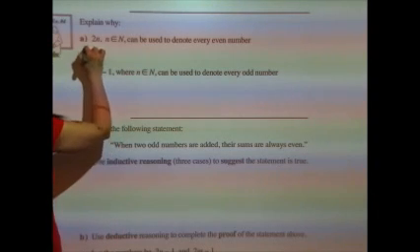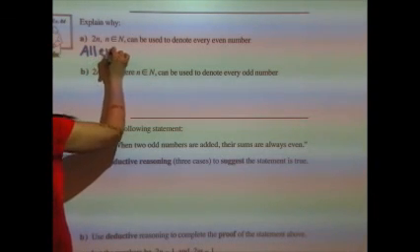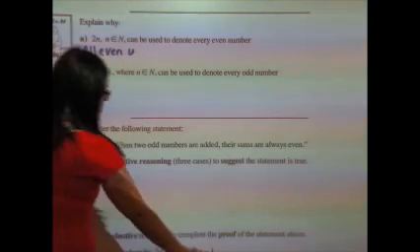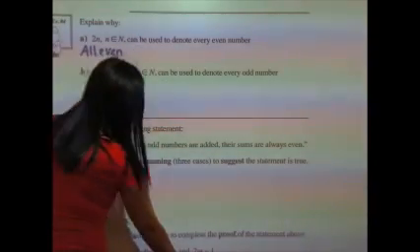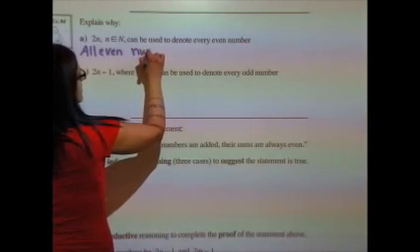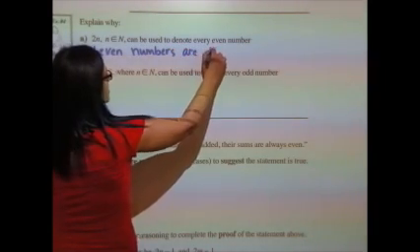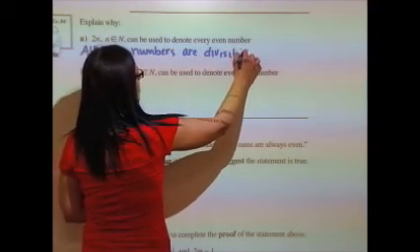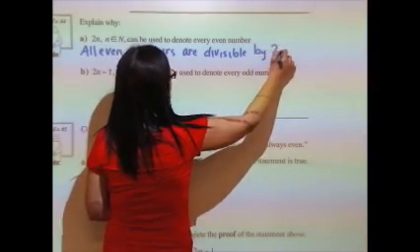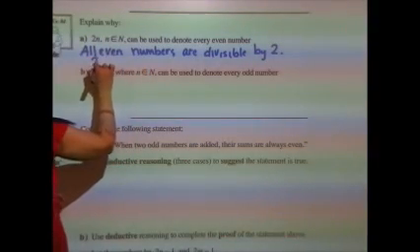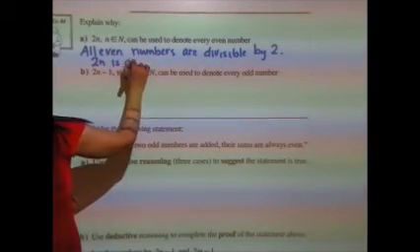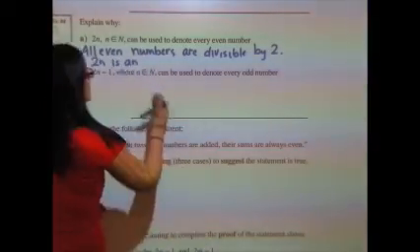Well, all even numbers are divisible by 2. 2 times n is a multiple of 2.